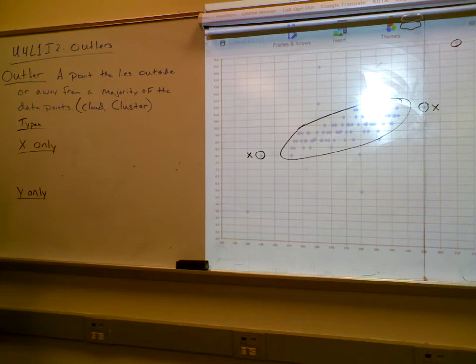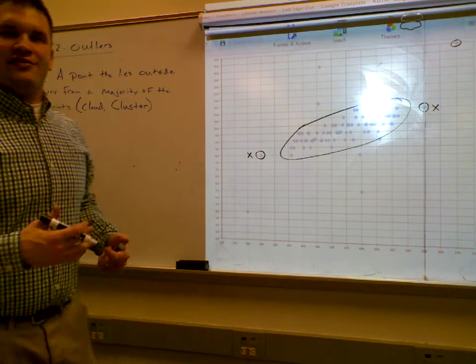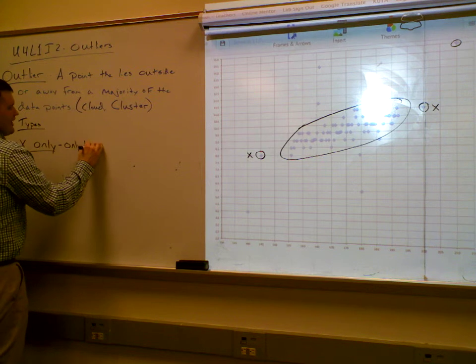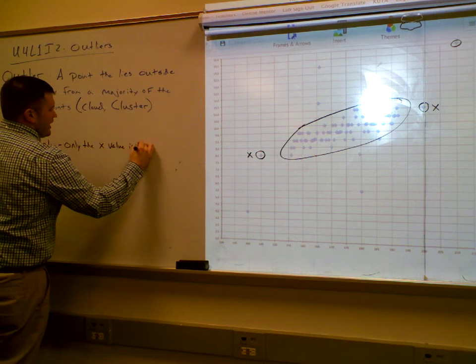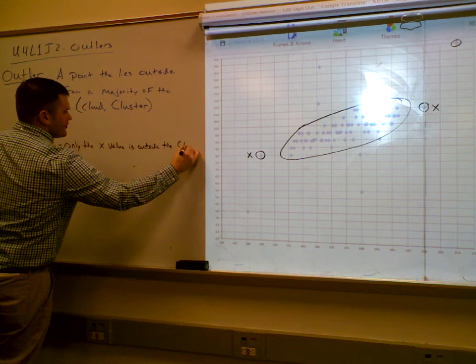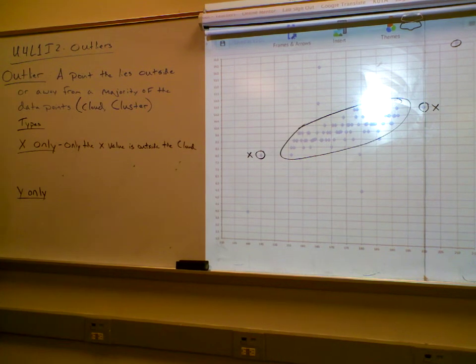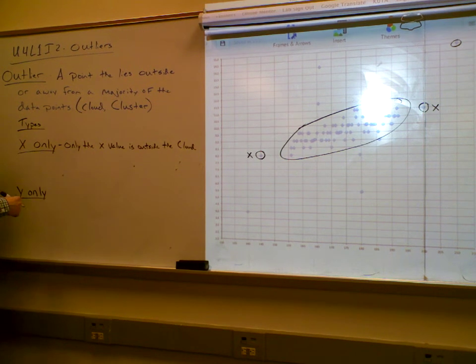So an X-only outlier is an outlier because of the X value. We can write it this way: only the X value is outside the cloud, or the X value is responsible for it being outside the cloud. So only the X value is outside the cloud.